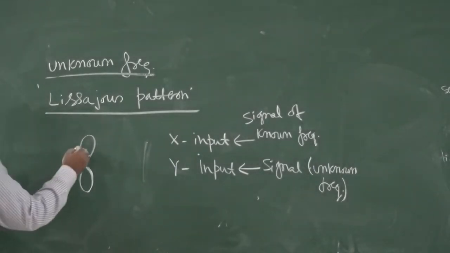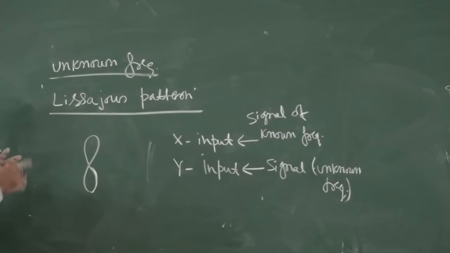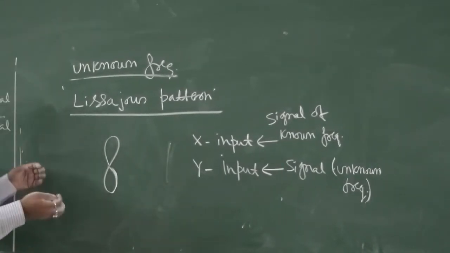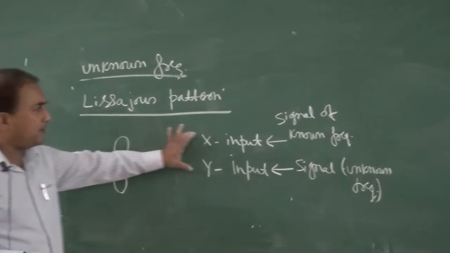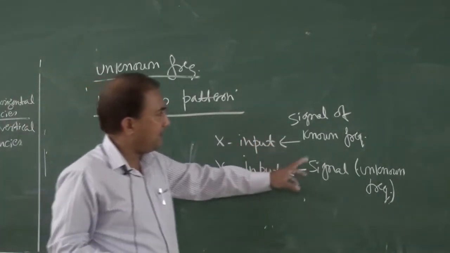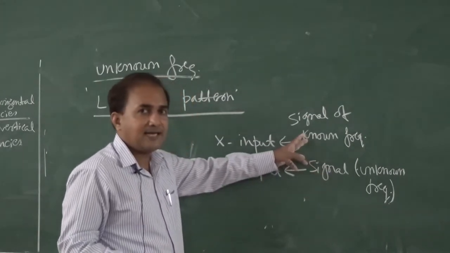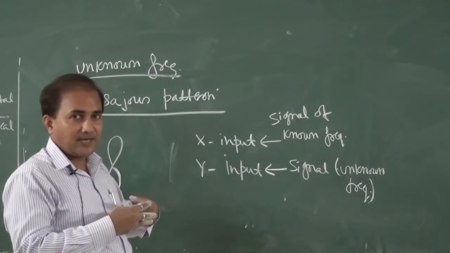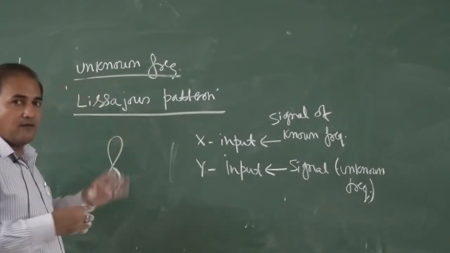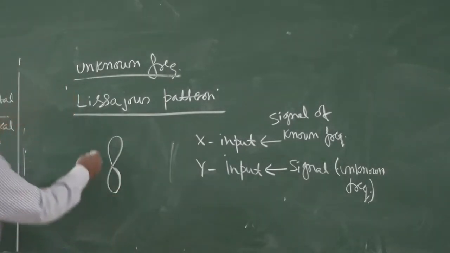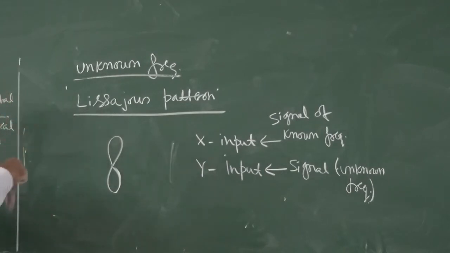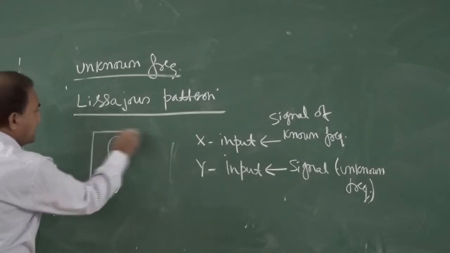Okay, then the Lissajous pattern is obtained. But how is it obtained? If the ratio of the two frequencies, the known frequency and the unknown frequency of the signal, is an integer or a fraction of integers, then the Lissajous pattern will be obtained. It is stationary, a still picture.